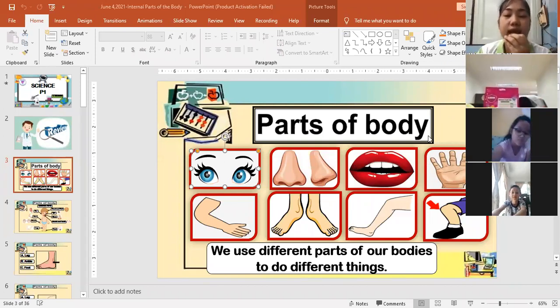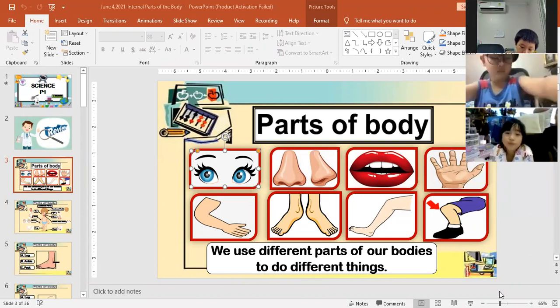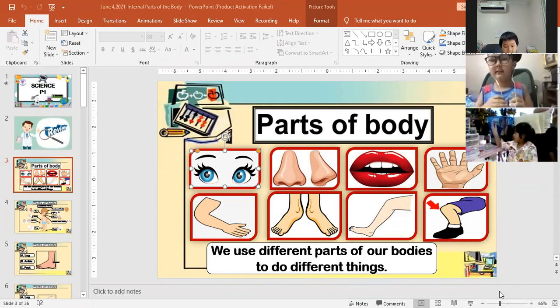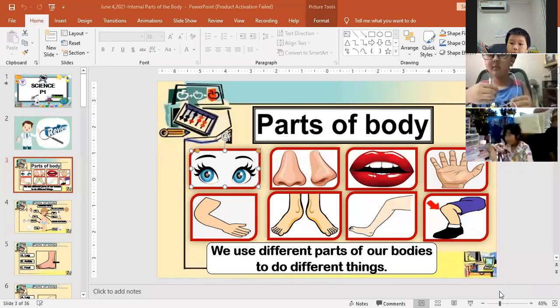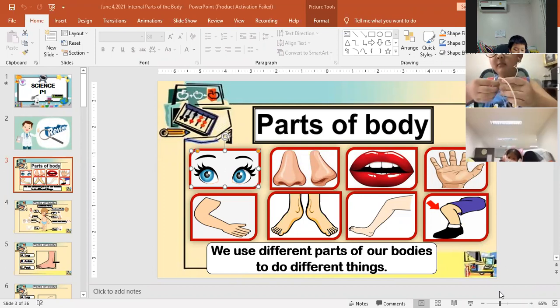Okay, this time, look at the picture or things around your room. Give me one thing you can see in your room. I will call Atiwit. Atiwit, give me one thing you can see in your room. I can see, Atiwit, I cannot hear you. Okay, Atiwit, I can see. What can you see in your room? I can see a bell.